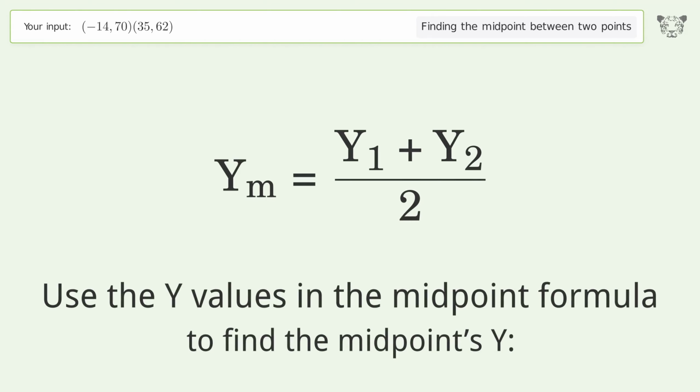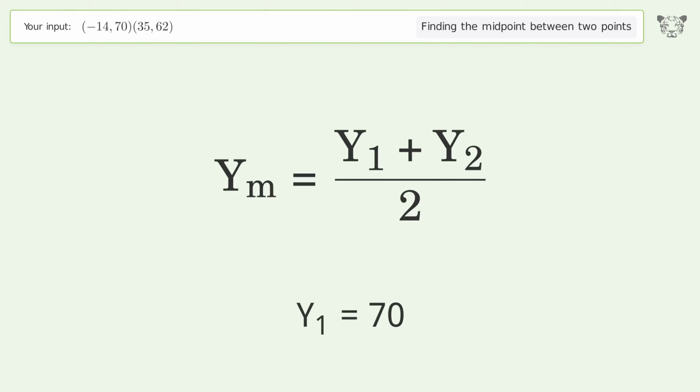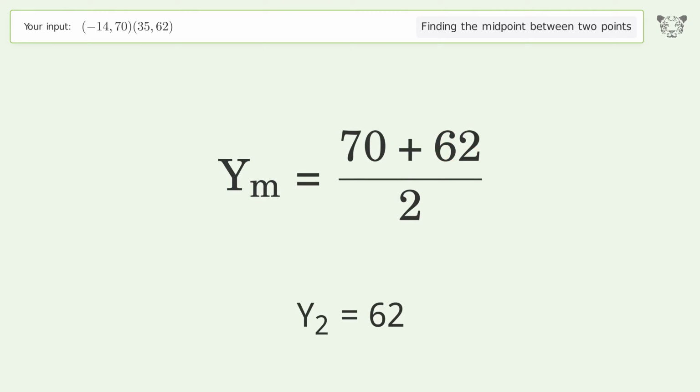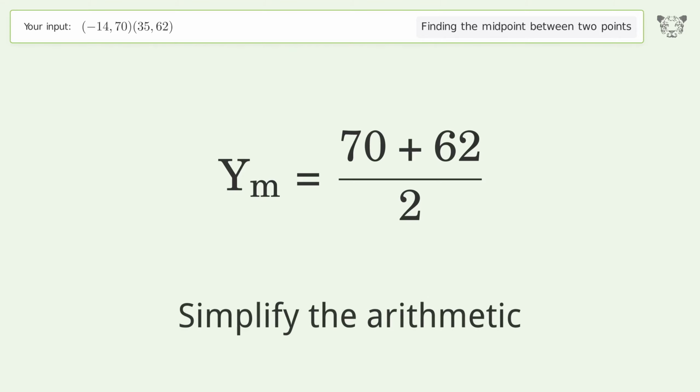Use the y values in the midpoint formula to find the midpoint's y. y1 equals 70. y2 equals 62. Simplify the arithmetic.